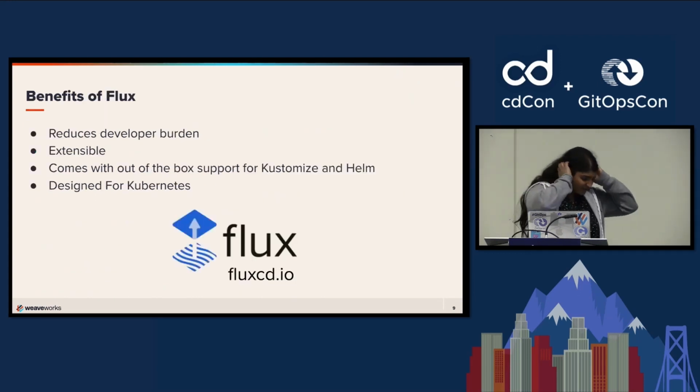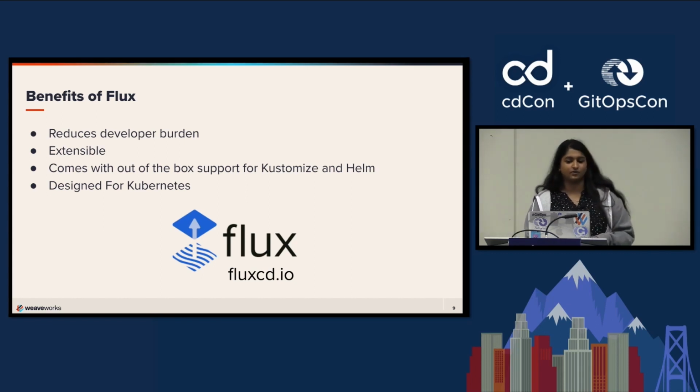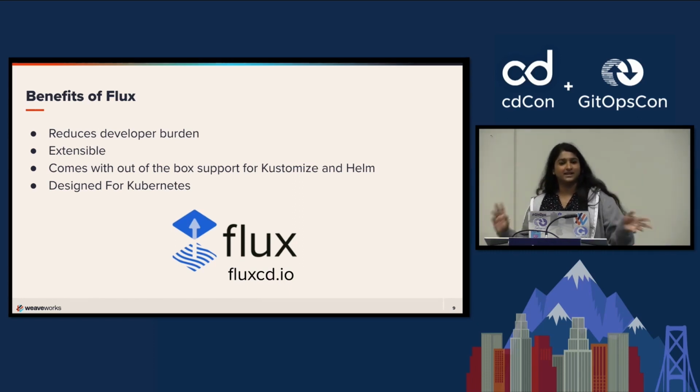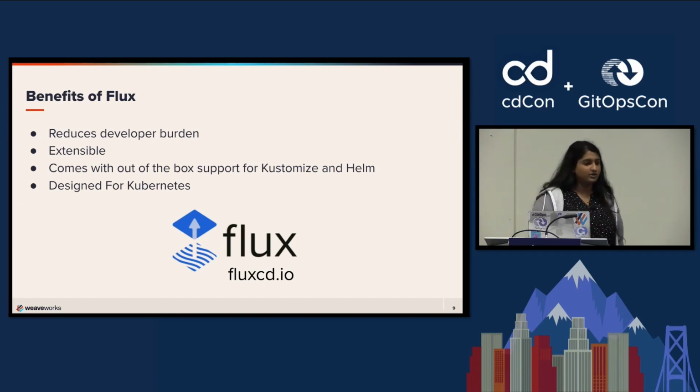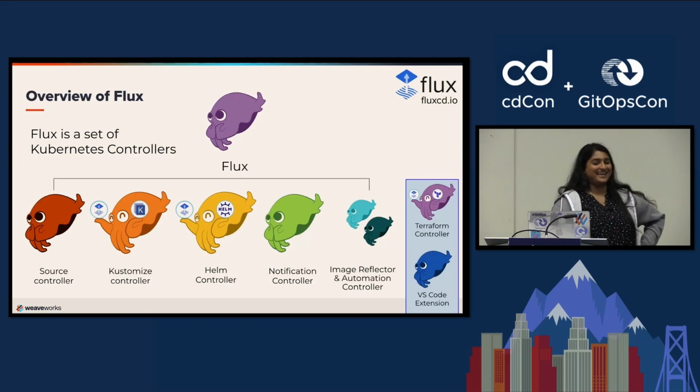And so the benefits of Flux are that it reduces developer burden. Like I said, it's extensible, so you really can just change it to however you want. It has out-of-the-box support for Kustomize and Helm. And like I mentioned earlier, it's designed for Kubernetes. The idea is that you don't have to do any more manual steps. You get away from the kubectl problem of having to make sure your versions are up to date and in sync with each other. And also, you're not as likely to be working on a weekend trying to fix a deployment that you manually did on Friday. I don't know if anyone else has ever had that situation, but I definitely have.